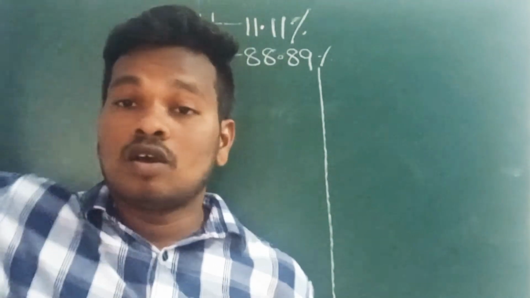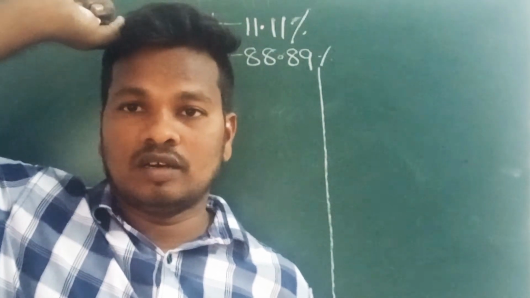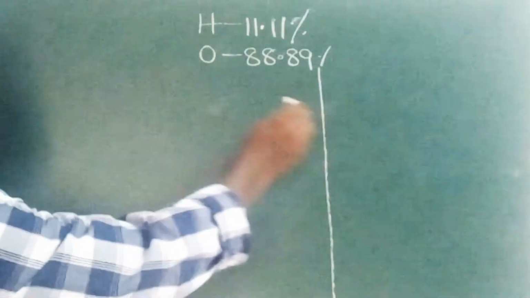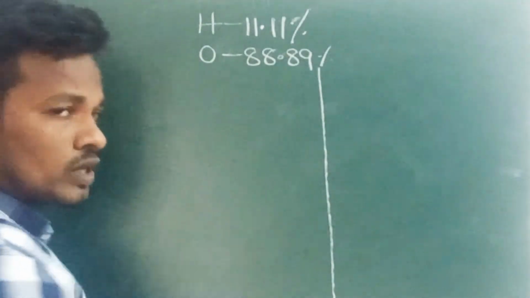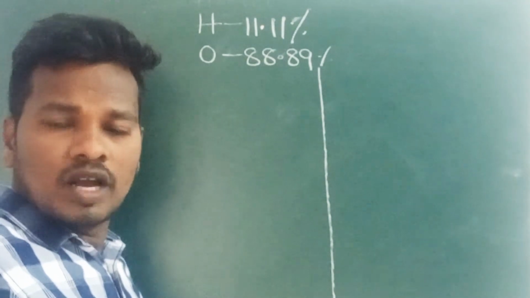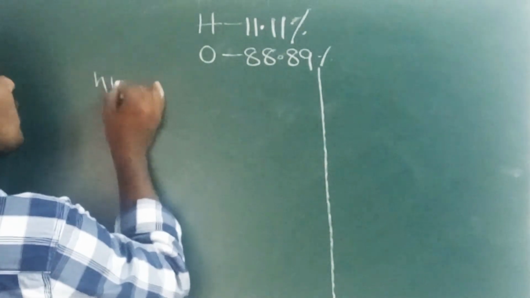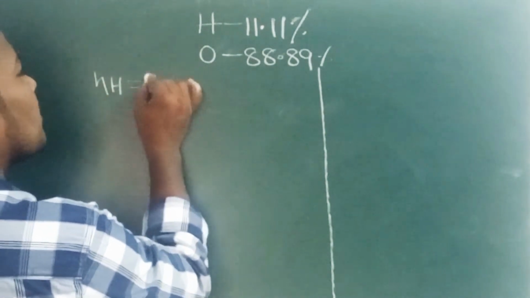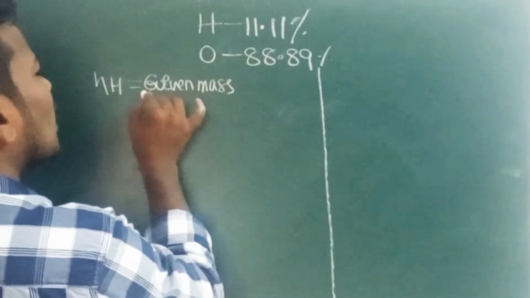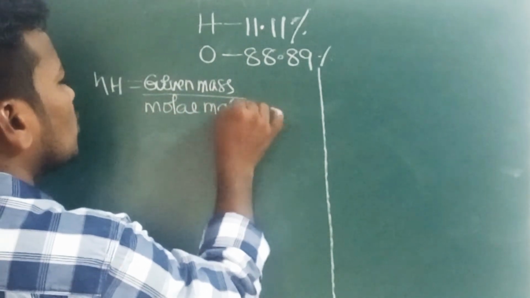In this case, we have to remember the mole concept. Already we have done the mole concept last class. So now you find out the number of moles and take the ratio. From this you can easily find out the empirical formula or molecular formula. Number of moles of hydrogen is given mass by molar mass.